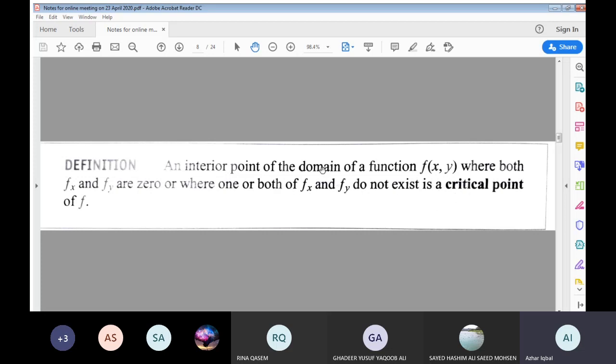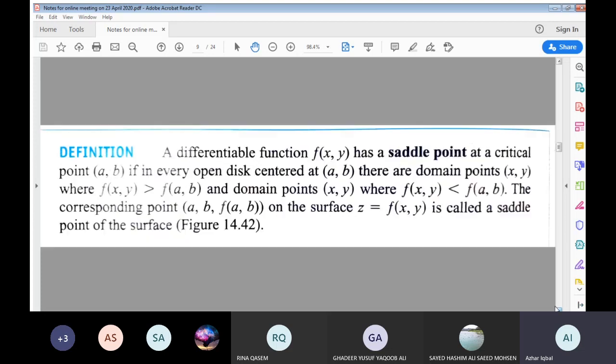So an interior point of the domain of a function, this two-variable function here, where both of these partial derivatives are 0, or where one or both of these partial derivatives do not exist, is a critical point. So this is the definition of a critical point. Either both the partial derivatives should vanish, or one or both don't exist. If this is the case, it defines the critical point.